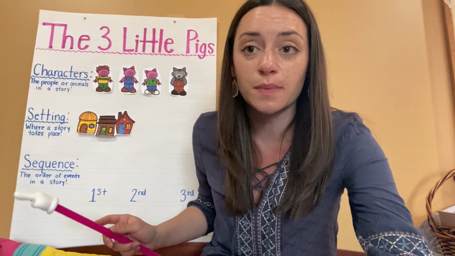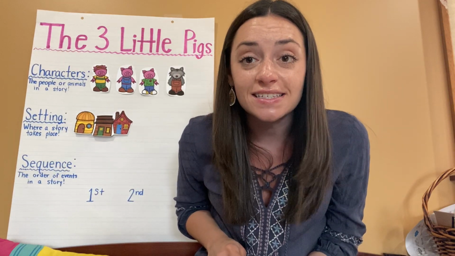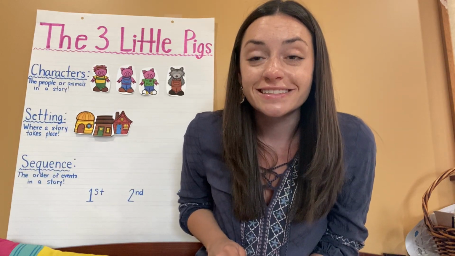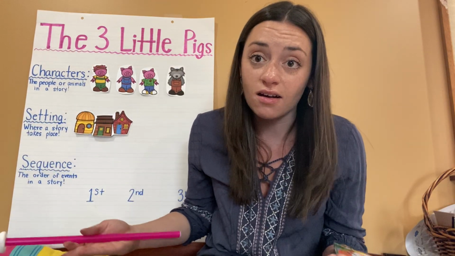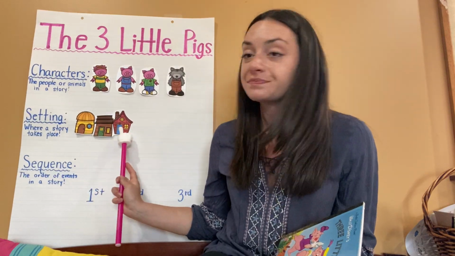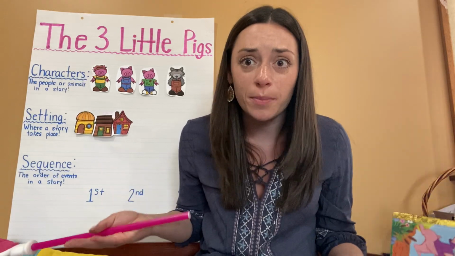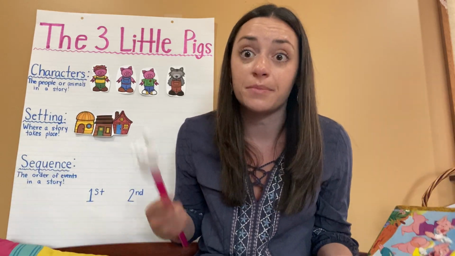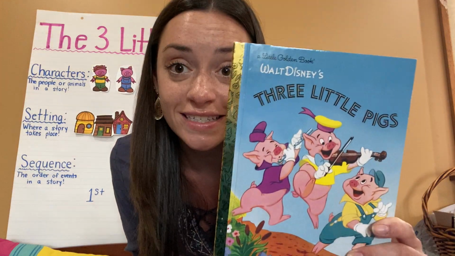And we also talked about something called the setting. Does anybody remember what the setting is? The setting is where a story takes place. So the place where the characters are in the book. So that setting was, who remembers? What do we see here? The Three Little Pigs' homes. Okay, so they all made their homes out of different materials. So this is the version we read yesterday. This is the Walt Disney version.